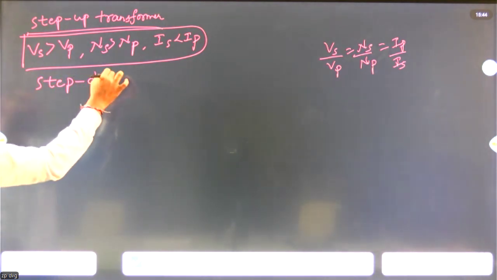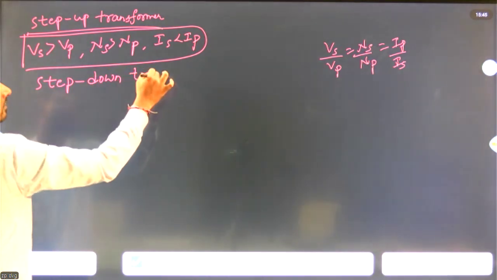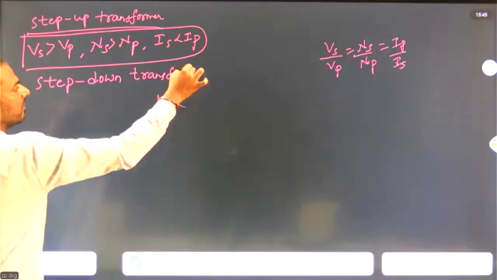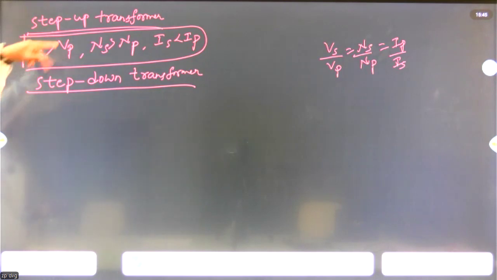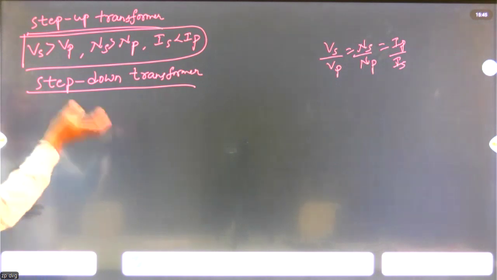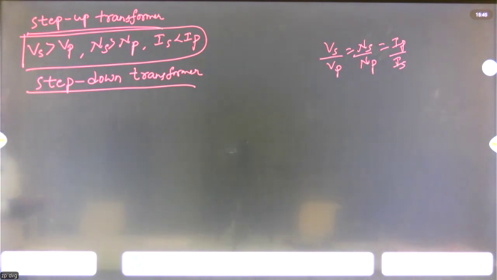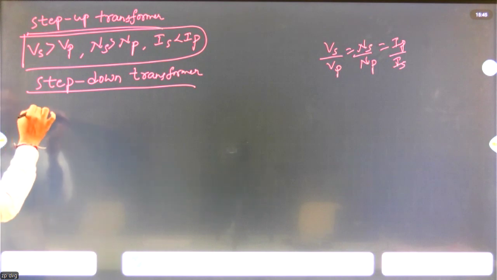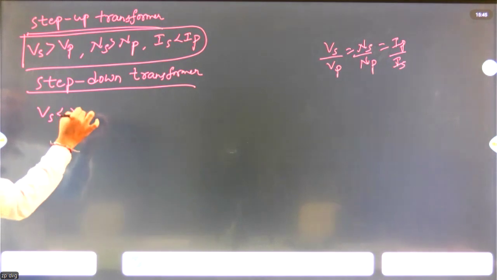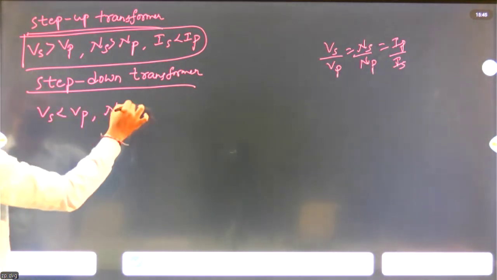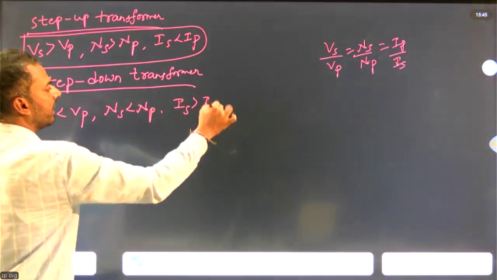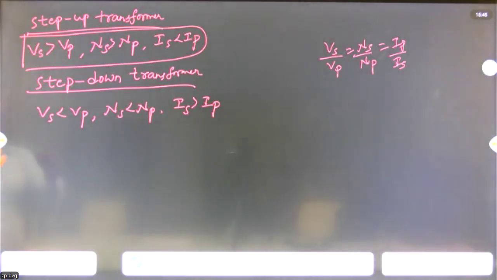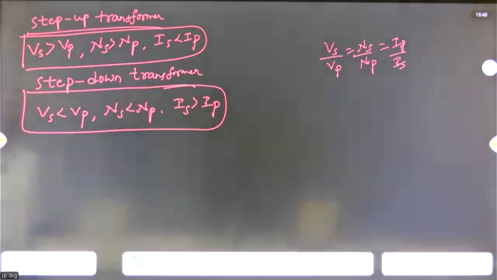Step-down transformer. If voltage across secondary is less than the primary, then the transformer is called step-down transformer. For step-down transformer, Vs less than Vp, Ns less than Np, and Is greater than Ip. So these are the types of transformer, step-down and step-up.